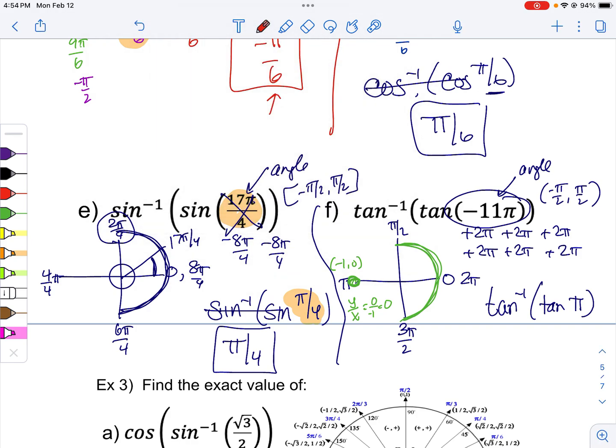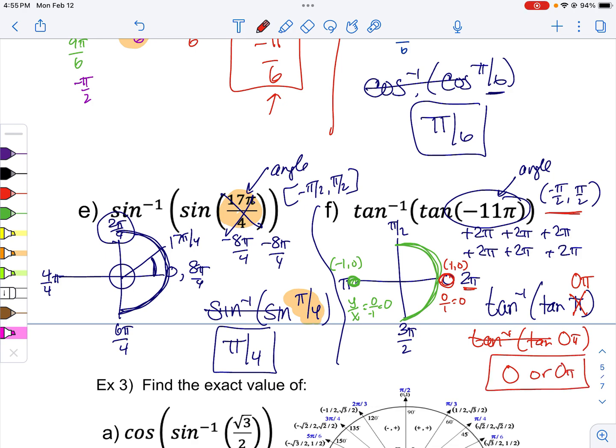Well, I know the only other place where tangent is 0 is right here at 0, because my ordered pair is 1, 0. So if I do 0 over 1, I get 0. So we're going to replace pi with 0. Can't use 2 pi because that's out of the range. So I'm going to get tangent inverse of tangent of 0. Those undo each other, and my answer is just 0.